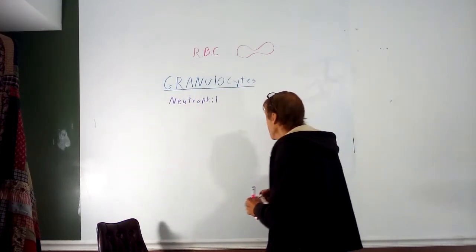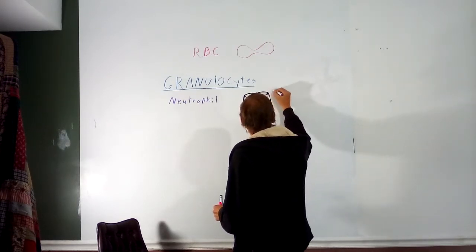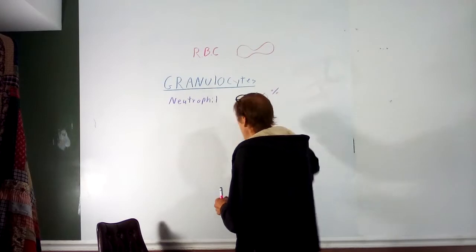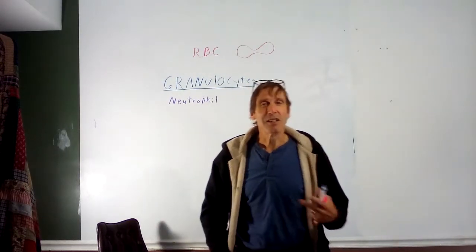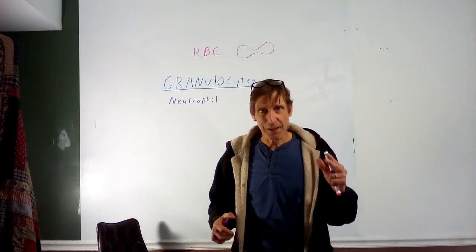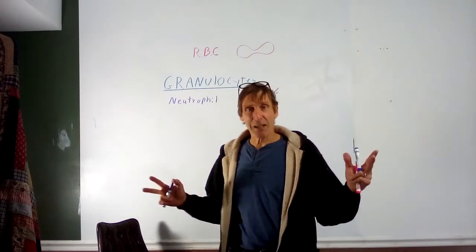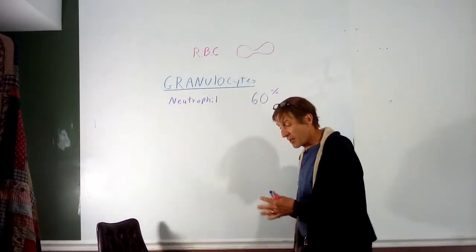In a normal unsick person, if you count 100 white blood cells at random, about 60 of them will be neutrophils. This is what they call a differential white blood cell count. You do an absolute count, number of cells per microliter, that sort of thing. But this is just, if you randomly count 100 out of somebody's blood sample, how many are neutrophils? It would be about 60%.